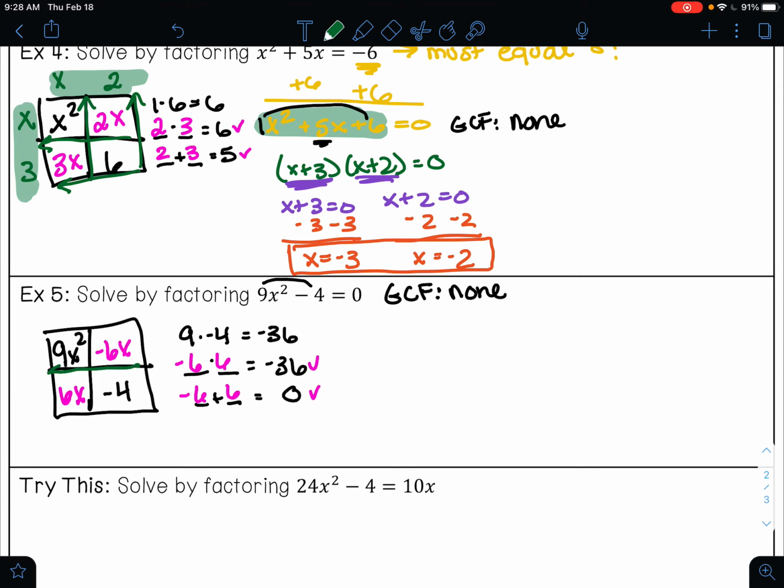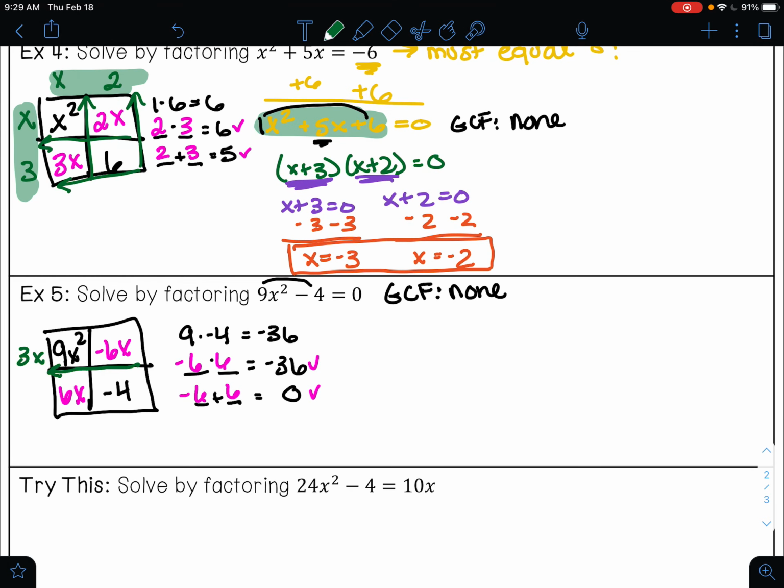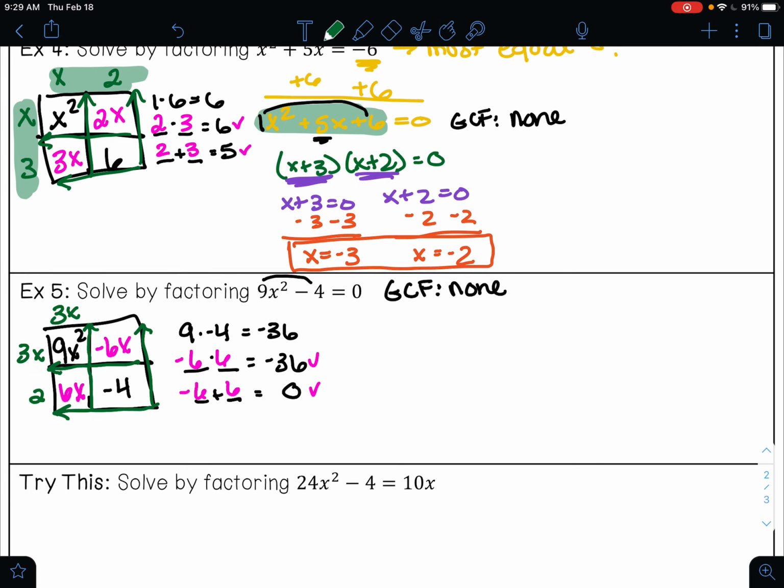The greatest common factor between 9x squared and negative 6x is 3x. The greatest common factor between 6x and negative 4 is 2. The greatest common factor between 9x squared and 6x is 3x. And the greatest common factor between negative 6x and negative 4 is negative 2. So we've just factored this left-hand side, and it has become 3x plus 2 times 3x minus 2, and it still equals 0.